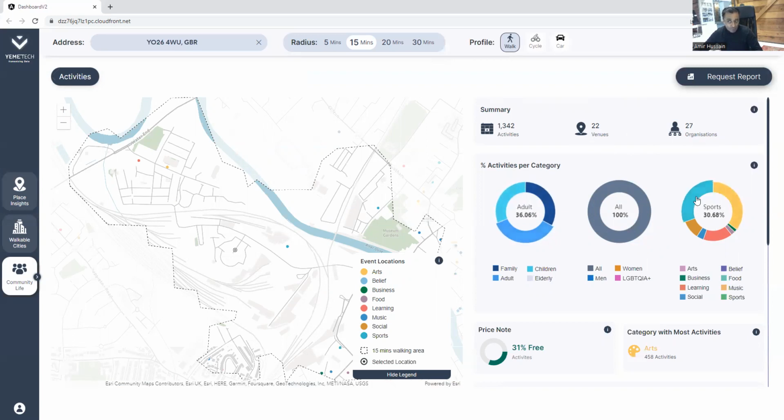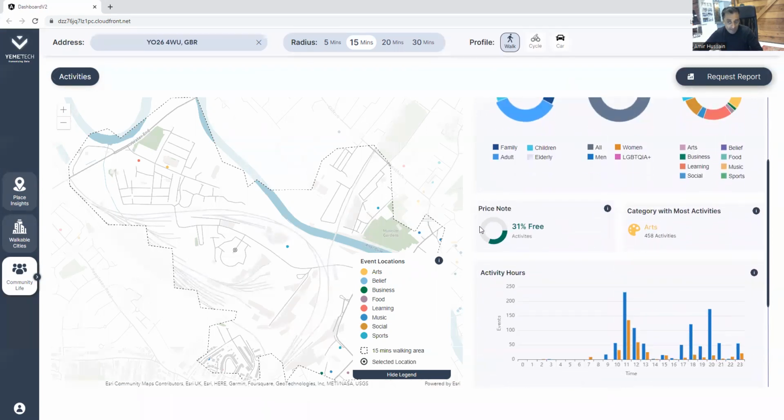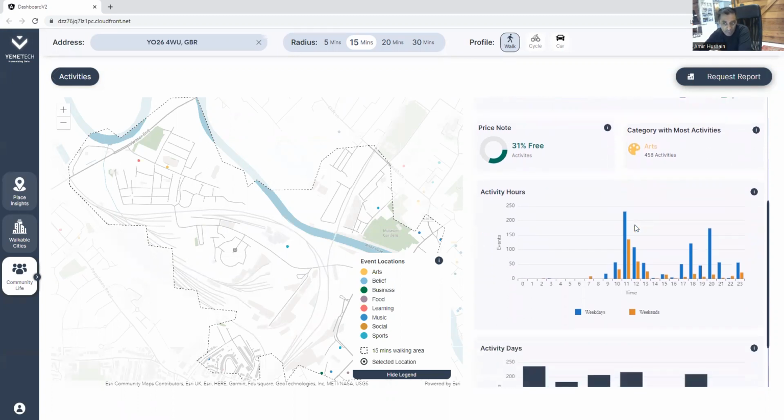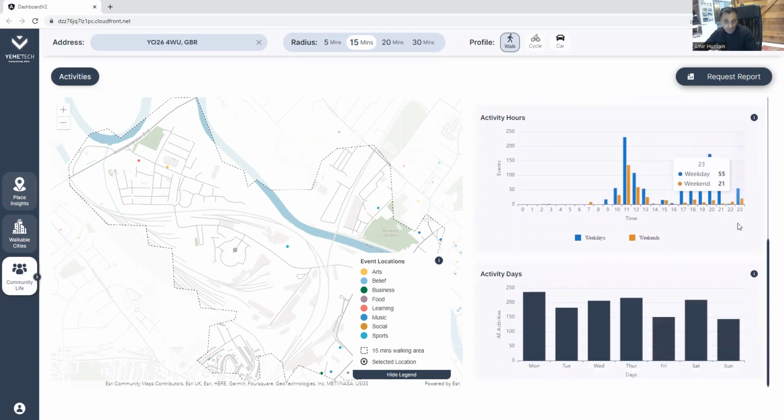We can start to see what sort of category of activities there are, the most predominant being arts, and what the different types of activities that are being provided. We can then begin to see how many of these are free, and in this case, it's 31%. And we can start to see what category is most provided for. And we can start to see what's happening at different times of the day in terms of activity provision. And we can also see which days of the week are most prevalent and which are least.